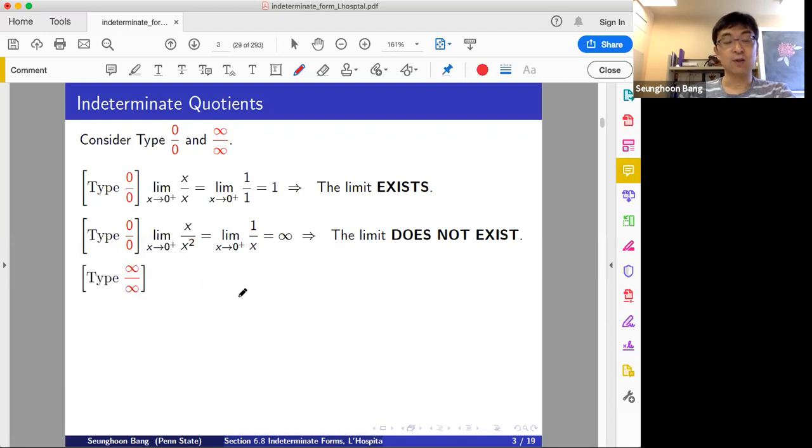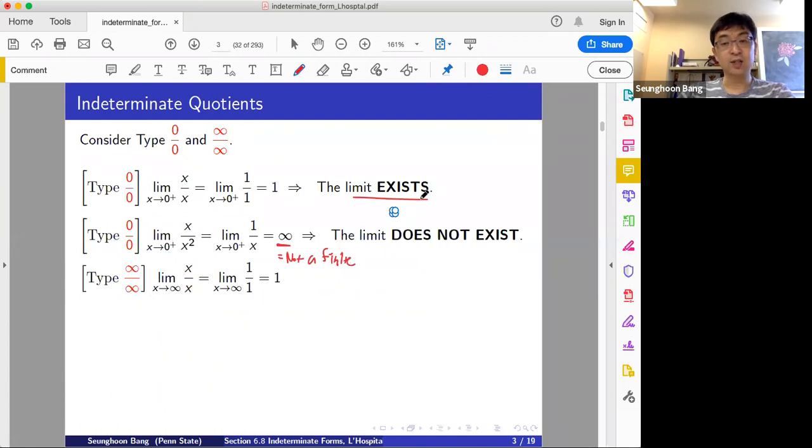Infinity means the limit does not exist. What about the infinity over infinity form? A similar one: the limit of x over x as x approaches infinity. You plug infinity into the top and the bottom, and we have the infinity over infinity form. How can you calculate? Cross out the common factor x, leaving the limit of 1, which is 1. The limit exists.